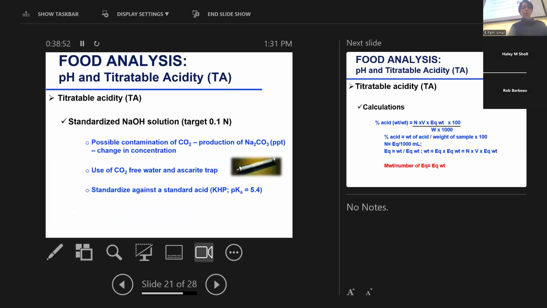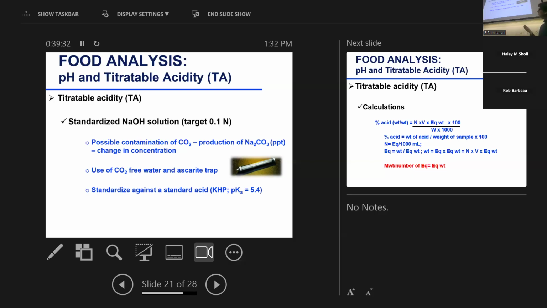So in the lab, in order to get the titratable acidity accurately, you need to standardize your NaOH solution. Because when you prepare a solution of NaOH, over time it's going to pick up CO2 from the environment and produce sodium carbonate, which will reduce the actual concentration of your NaOH, and then you're going to over titrate because now you have a diluted solution.